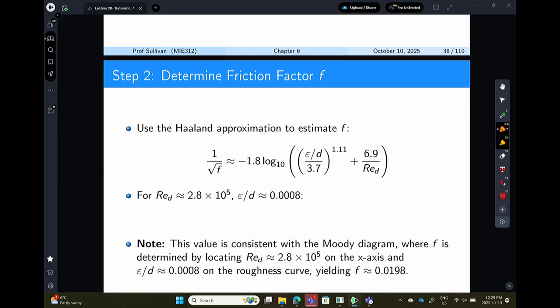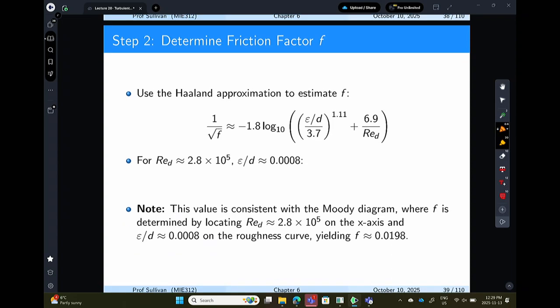So the first way I'm going to do this, I'm just going to say, hey, let me use the Haaland equation. I have epsilon over d. I have Reynolds number based on diameter. I've got everything that I need to fit into the equation. And one thing I should mention really quickly is that if you look at the H sheet, the Haaland equation is already there. Reynolds number 2.8 times 10 to the 5th and 0.0008 or whatever number that you had, you get a friction factor of 0.0197.